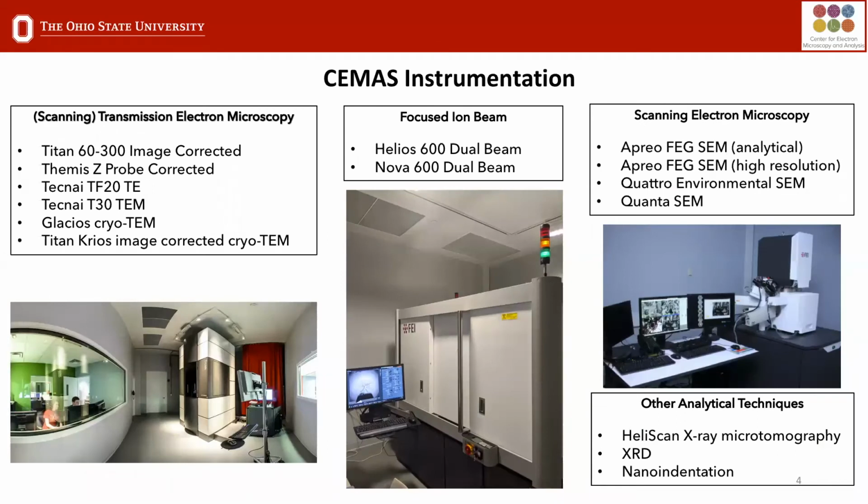CMAS is a custom-built electron microscopy centre, and we have a large range of electron microscopes and other analytical techniques. This includes our Titan and Themis TEMs, and on the cryo side of TEMs, we have a Glacios and Krios. We also have 2 focused ion beams and 4 SEMs. We also have an XRD and nano indentation capabilities. And today we are going to be talking about the HeliScan microCT.